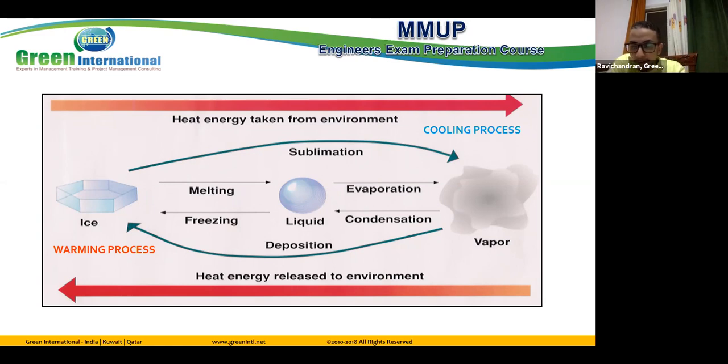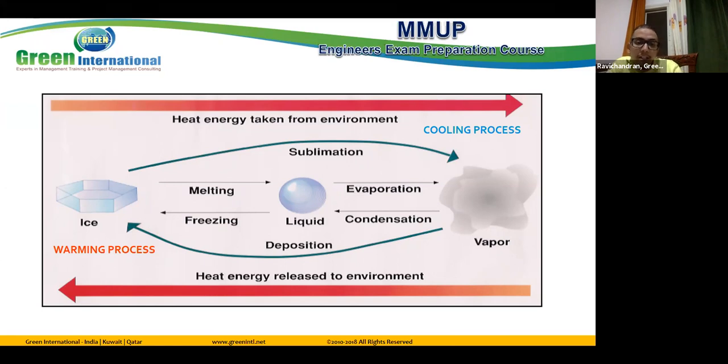So here, from ice to vapor, we need a source of heat, correct? But as mentioned here, this is considered a cooling process. You tell me that's wrong? No. The cooling process here is with respect to the environment, because this is heat energy taken from the environment and put in to change it from ice to vapor. So this process, relative to the environment, is a cooling process.